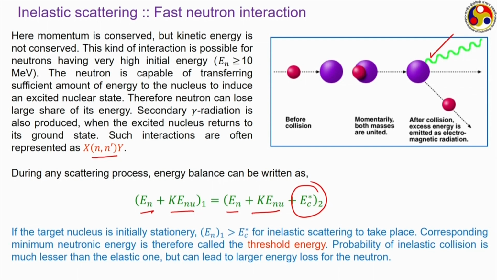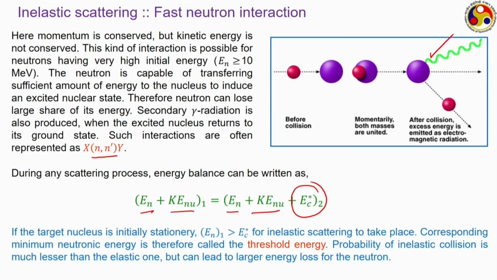So, the neutron must have energy greater than this E c star, then only an inelastic scattering is possible. Otherwise, it will be going through an elastic scattering process only. This amount of energy, that is EC star, is often called threshold energy, because the neutron must possess this amount of energy to undergo an inelastic scattering.